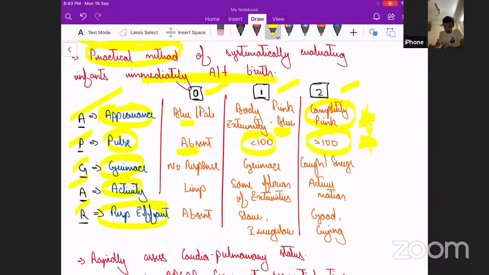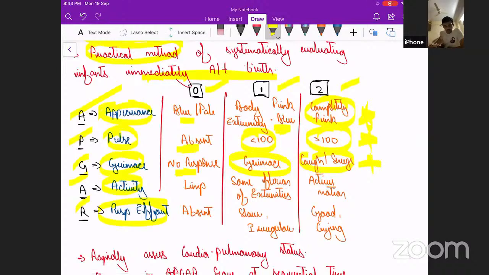On stimulating the child, if there is no response, again 0. If the baby makes a grimace facial expression, then it is 1. If the baby coughs or sneezes, it is 2. Next is activity. If the baby is absolutely limp, then it is 0. If there is some amount of flexion of the extremities, then we give a score of 1. And if there is an active, universally flexed position with active movements of the child, then it is 2.